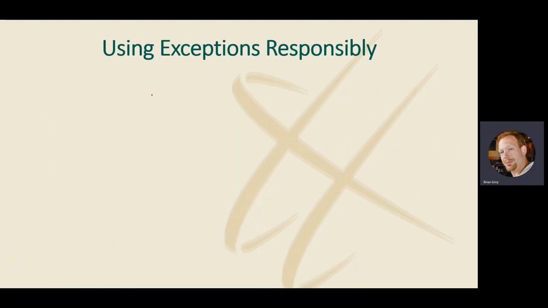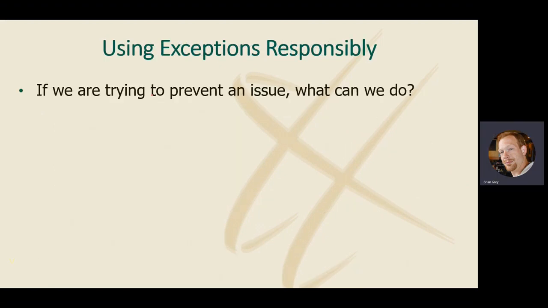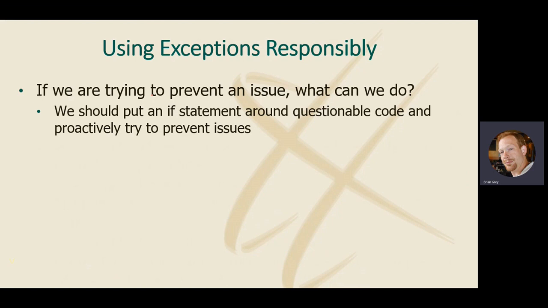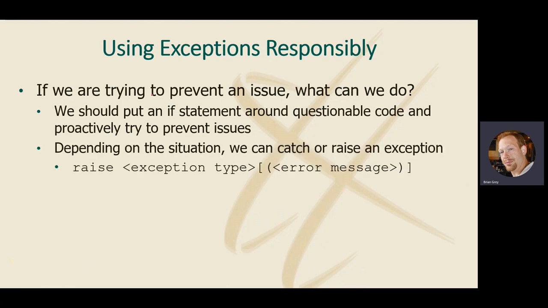So what does this mean for us? What can we do? Well, we can put some if statements around questionable code, proactively try to prevent issues, like we said. If we see a situation that's bad, we can raise an exception, and we've already seen how we do that. Raise, exception type, and then parentheses with the error message. Do use that error message. It does help. Okay.